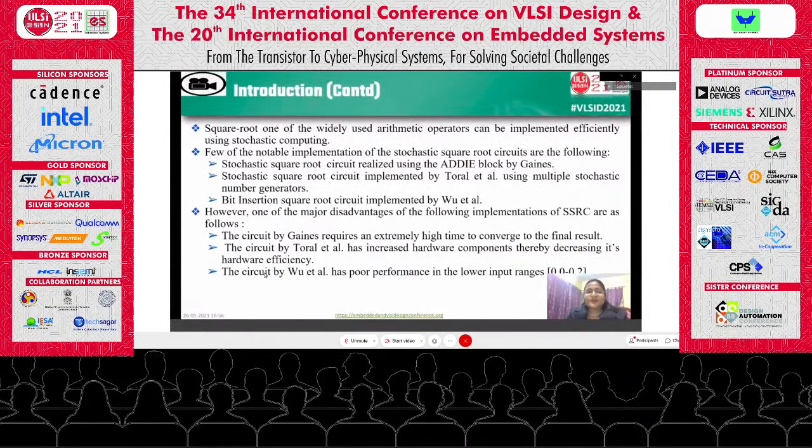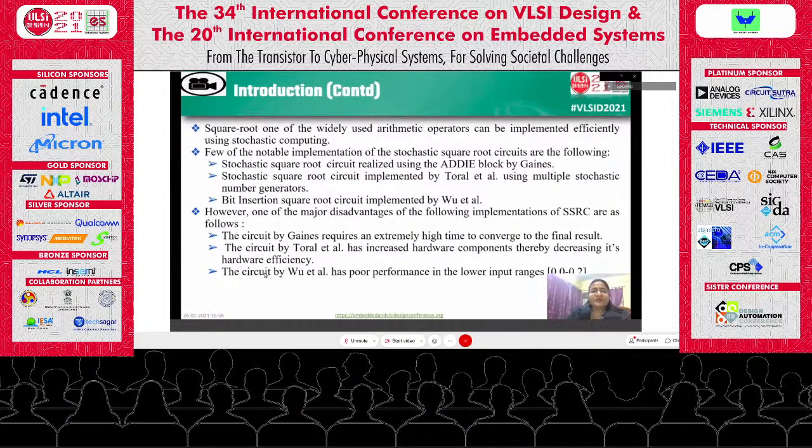Now, coming to the square root, which is the matter of concern in this manuscript. It is widely used as one of the important arithmetic operators in several operations like calculations of standard deviations, solutions to nonlinear equations, and is used in several image processing algorithms.